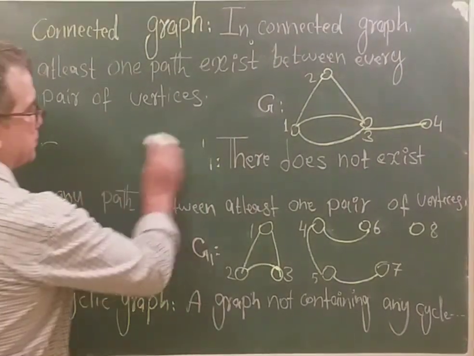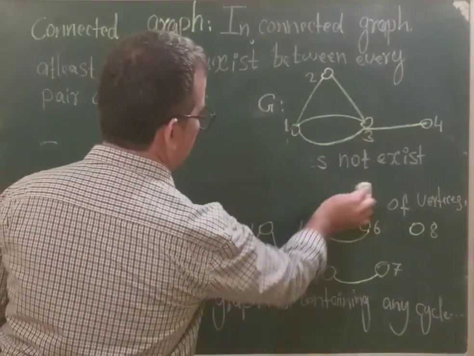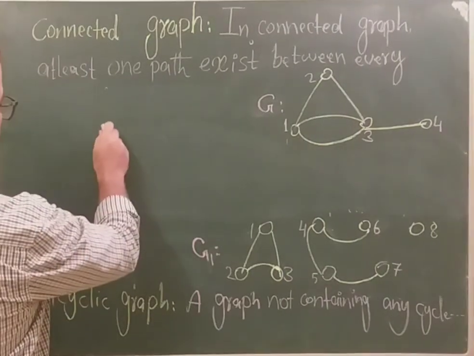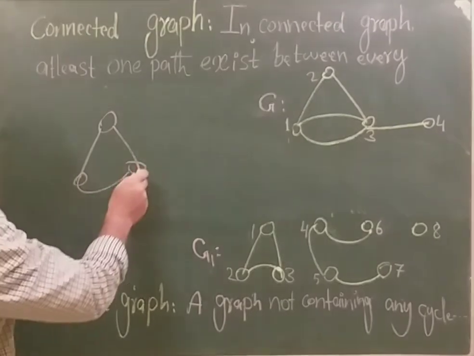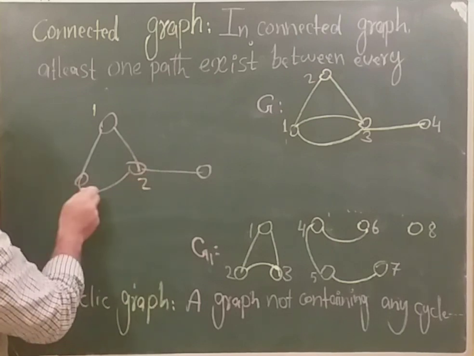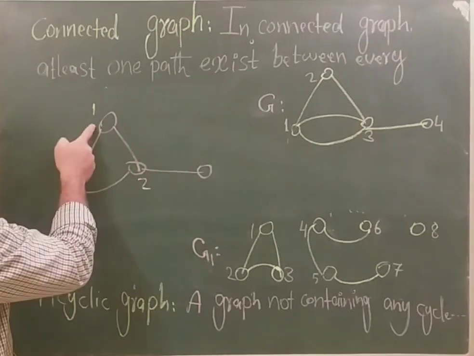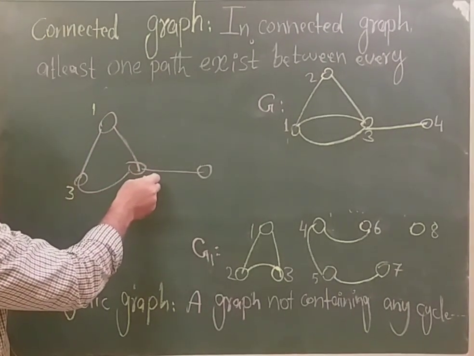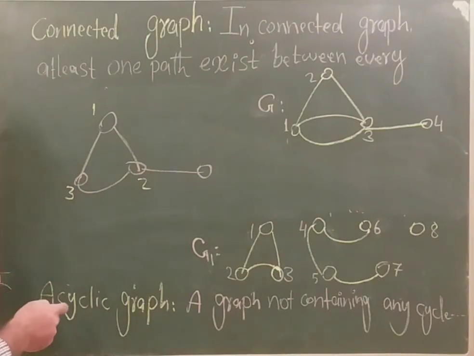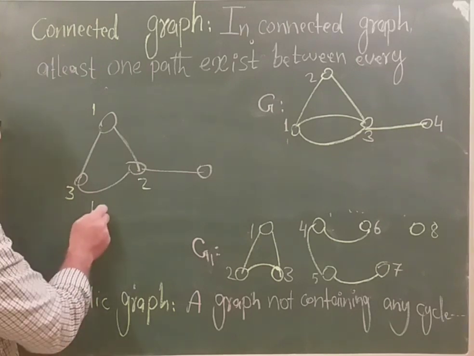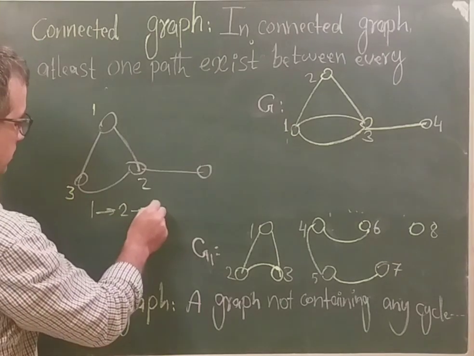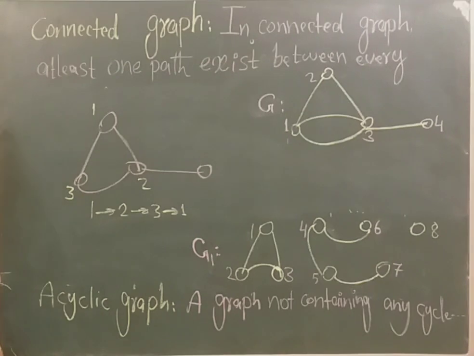For example, I want to show here a cycle in a graph. If I start moving from vertex 1 to vertex 2, vertex 2 to vertex 3, and then come back to vertex 1, it means the first vertex and the last vertex of the trail are the same, so we say that trail is a cycle in the graph. Okay, it is a cycle.